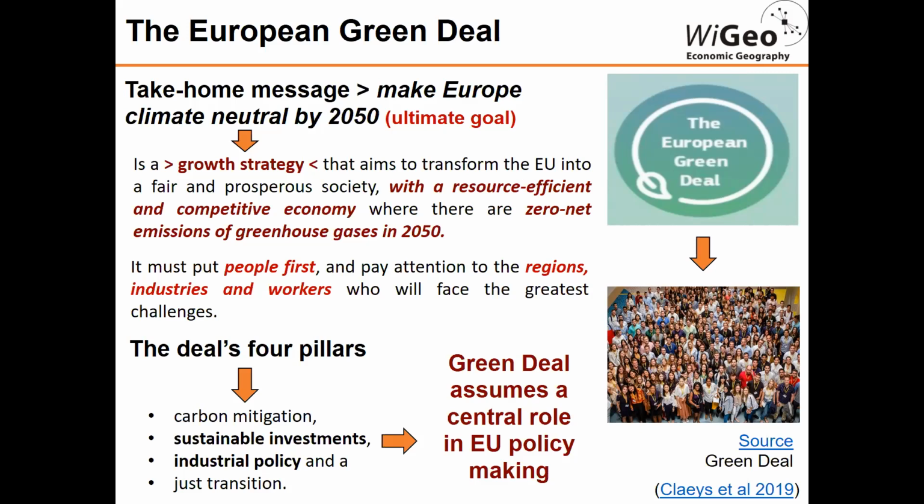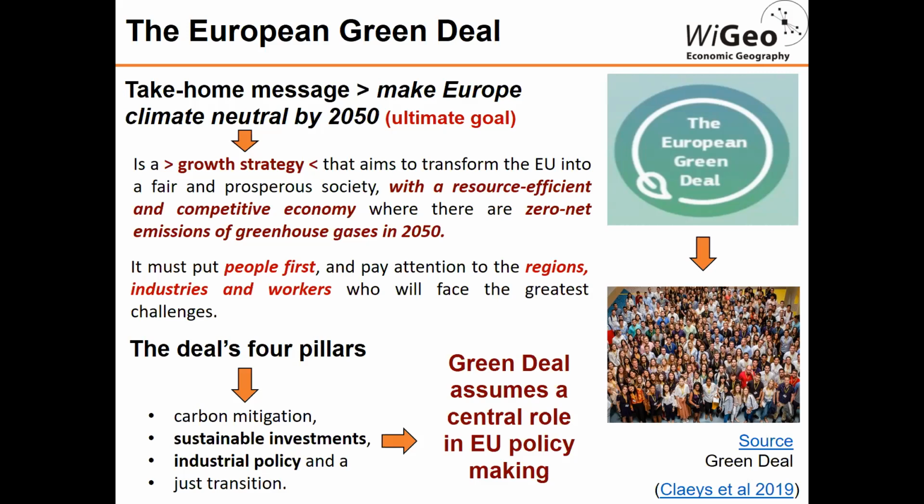Very easy to say, very difficult to achieve. This goes beyond the Green Deal. It applies also in many other policies. So here the Green Deal assumes or brings the European Union to play a role in policy making across the member states in terms of environmental related measures.